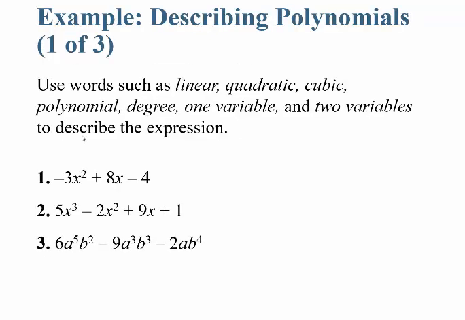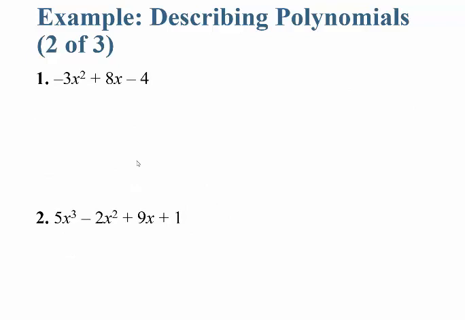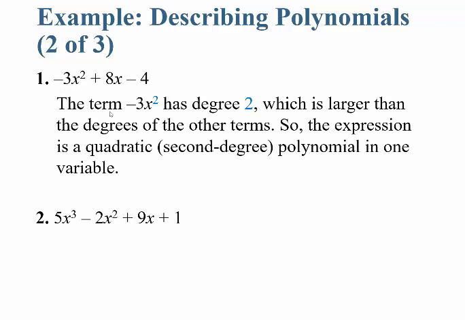Okay, so let's go through and use words such as linear, quadratic, cubic, polynomial, degree, one variable, and two variables to describe each of these three expressions, so you can kind of see the terminology. We'll start with something easy and then move into more difficult and more difficult. Okay, the first one here: minus 3x squared plus 8x minus 4. Well, we look at the leading term, this first term here. The term minus 3x squared has degree 2, which is larger than the degrees of the other terms. So this expression is what we call a quadratic, a second degree polynomial in one variable, because there's only the x variable.